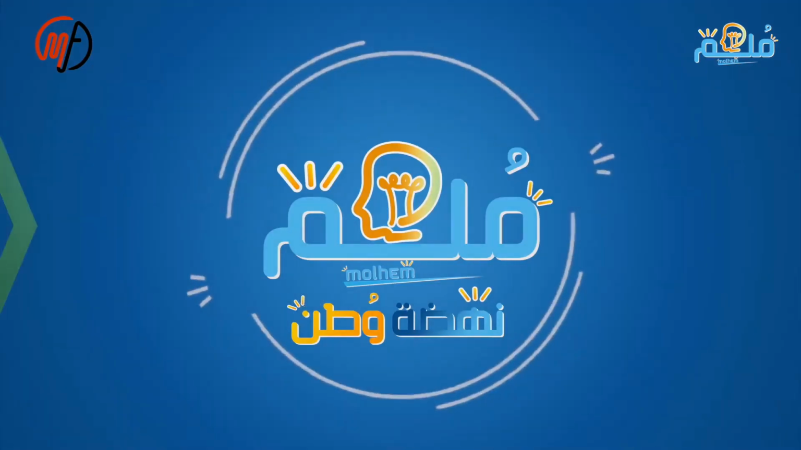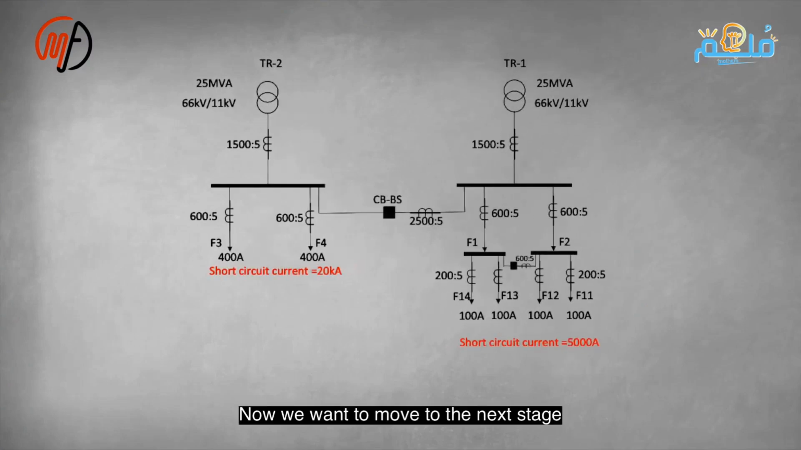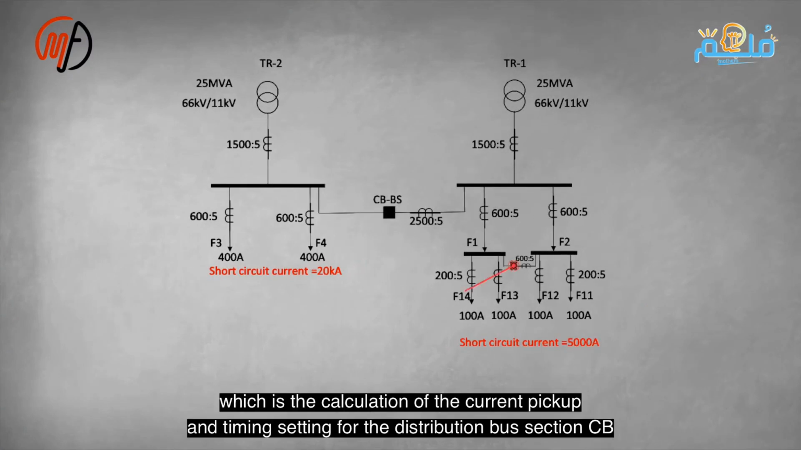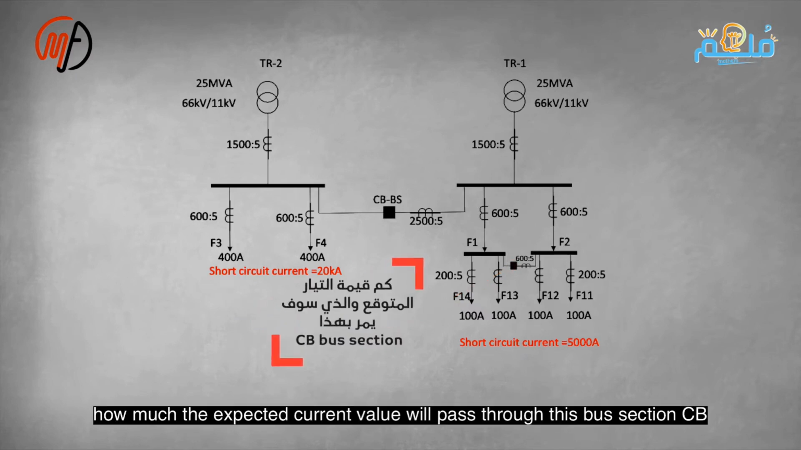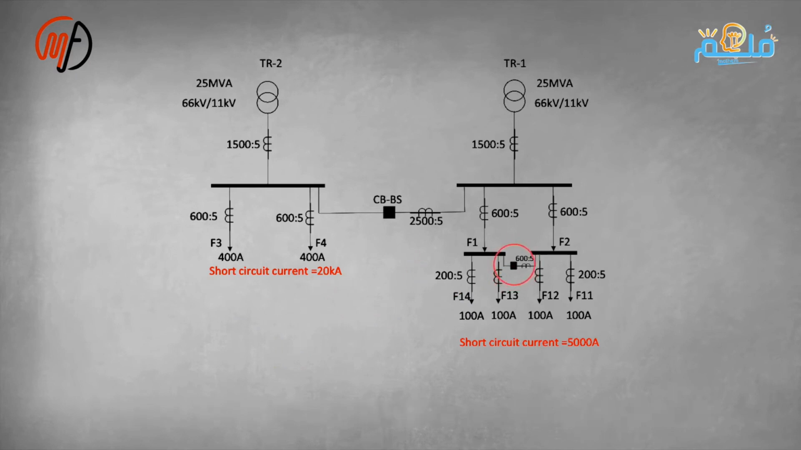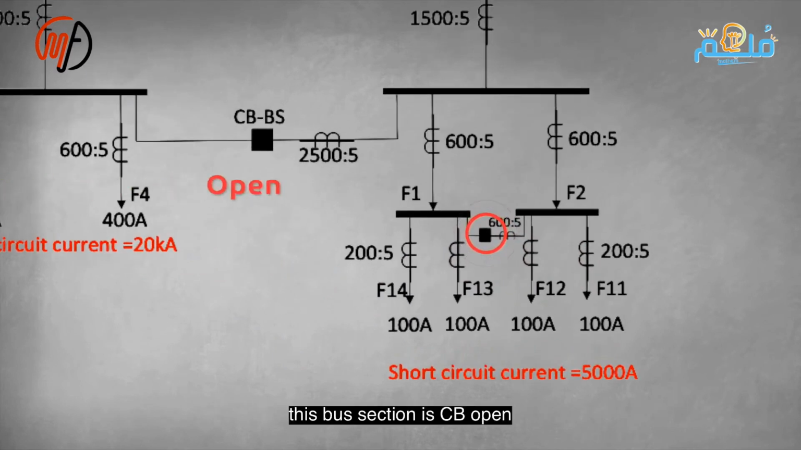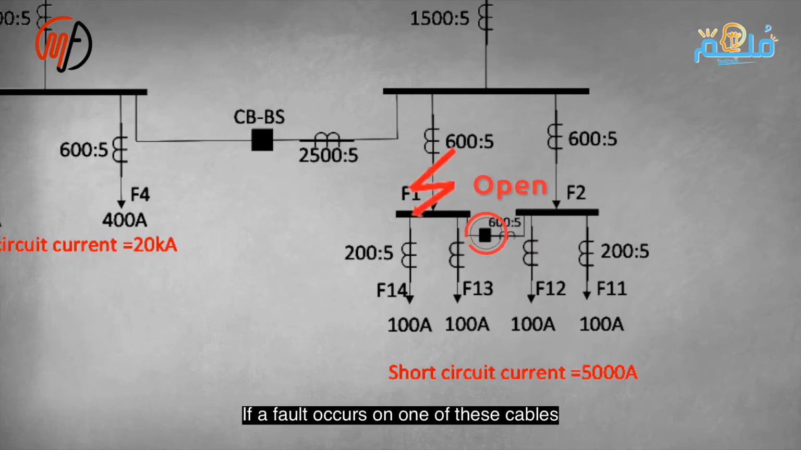We now move to calculating the pickup current and timing settings for the distribution protection circuit breaker. We ask, what current will pass through this breaker? In case of a fault, the other cable supplies the feeders. Current here is 200 amps. Pickup current is 125% of this, 250 amps. Convert to secondary using the 600/5 ratio. 600 amps primary equals 5 amps secondary. For 250 amps primary, 250 x 5 over 600 gives 2.08 amps secondary.